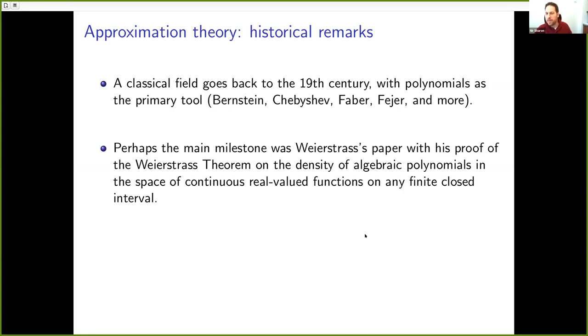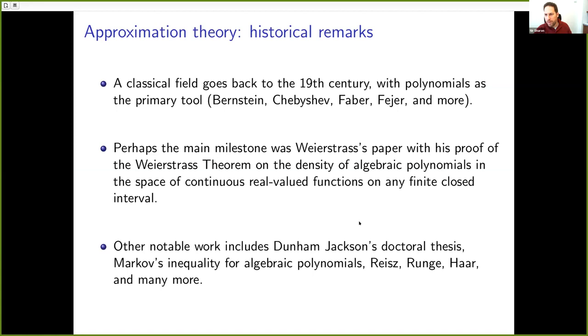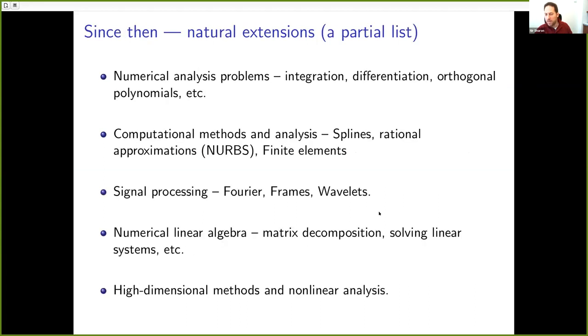And since then, there were many, many following papers about extending the theory, improving it, and constructing such polynomials, for example, what Bernstein did. And of course, many other notable works, including Jackson, which we all know from the inequalities and bounds, and Markov, and more. Okay, so of course, this is very much history.